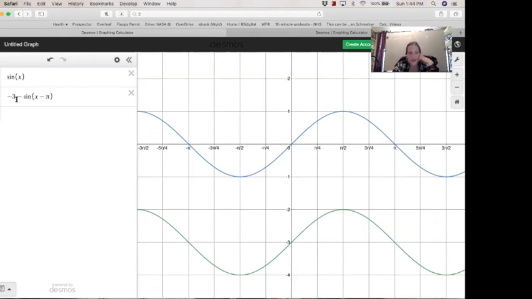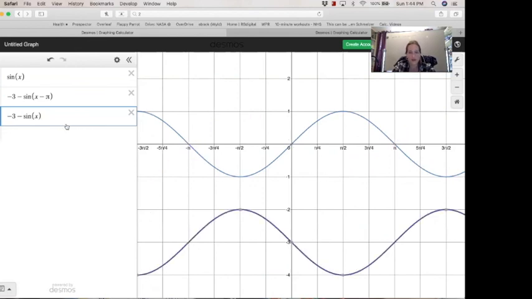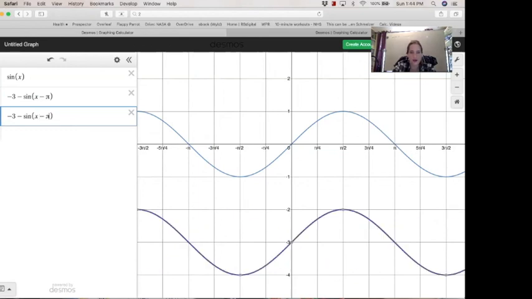So let's do these things one at a time. So negative sine of x is going to be our reflection. So we reflected that. Now let's move that down 3. So there's our reflection moved down 3. And now let's move this to the left pi units. There we go. Awesome.